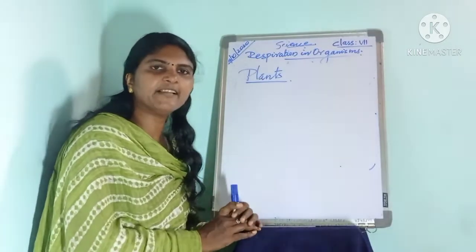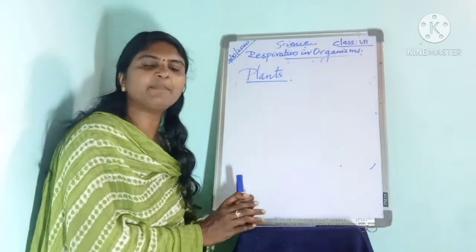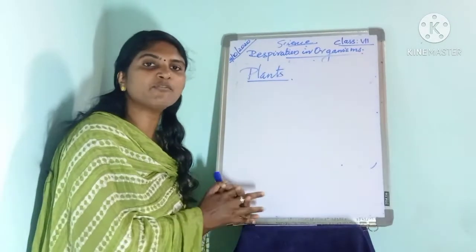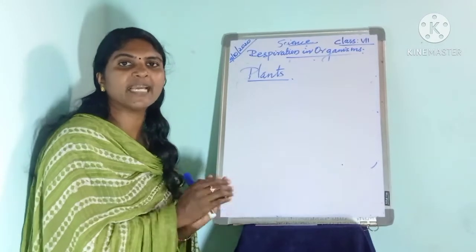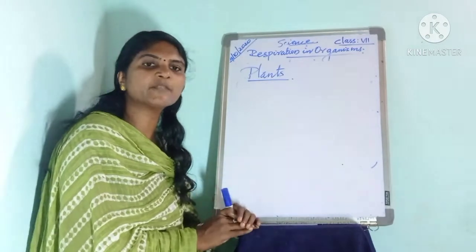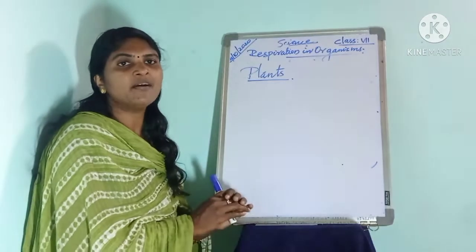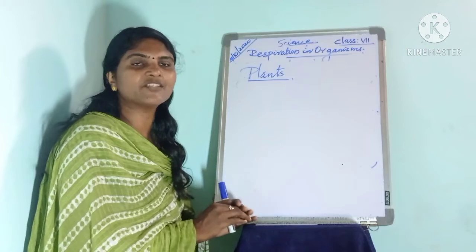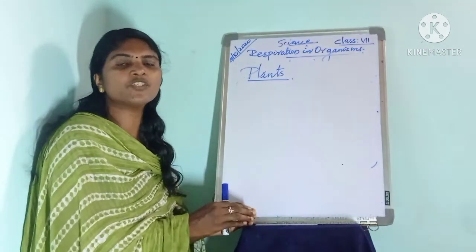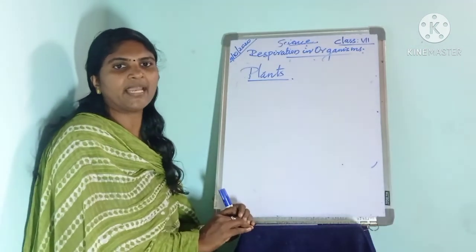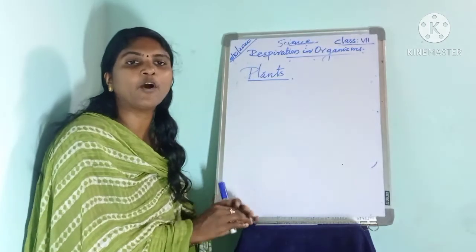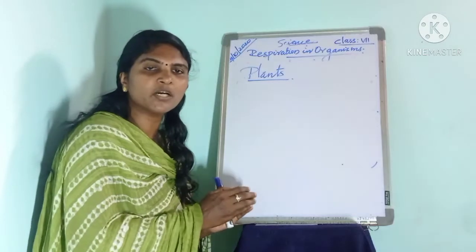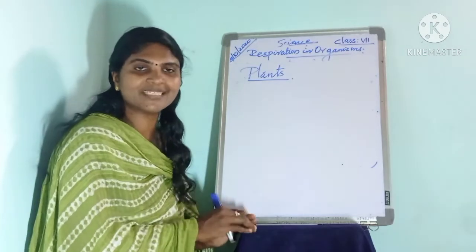Next, respiration in plants. Most plants make glucose through the process of photosynthesis and obtain energy from it. Plants too respire aerobically. What is aerobic respiration? It is respiration that takes place in the presence of oxygen. Here the plants use oxygen to break down glucose to obtain energy.